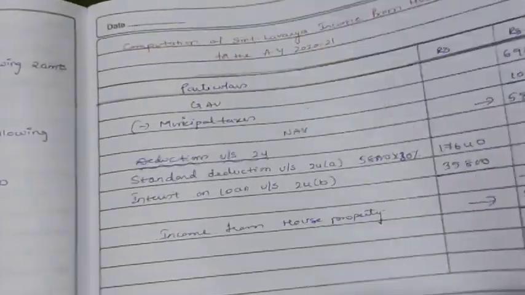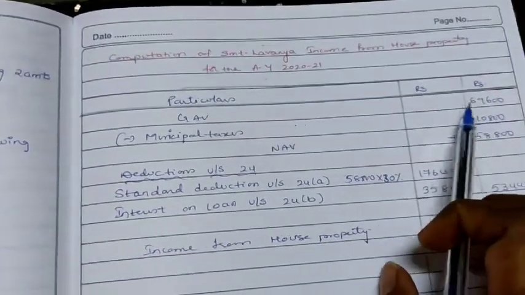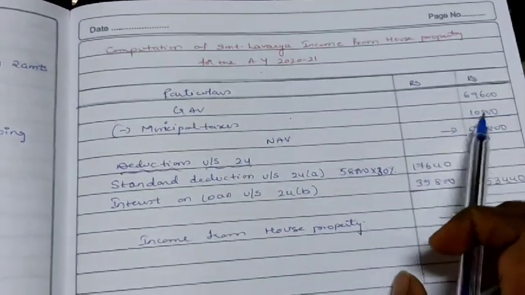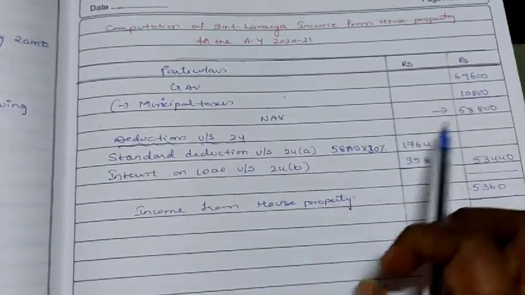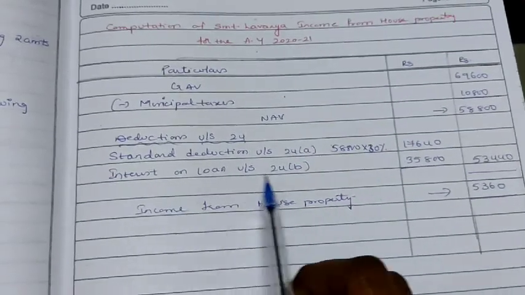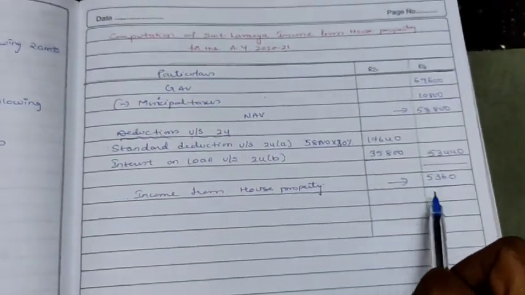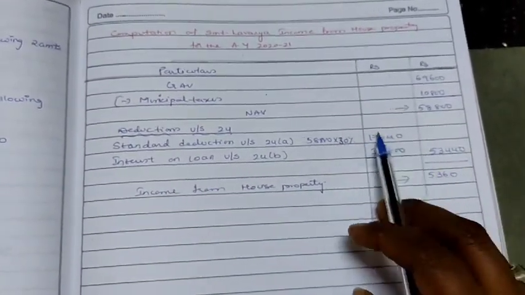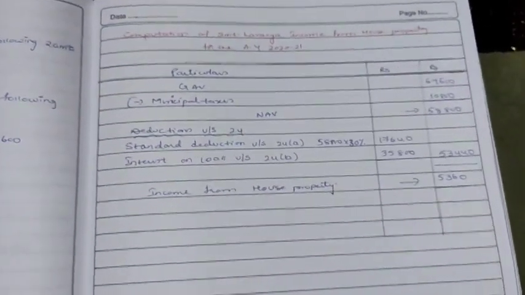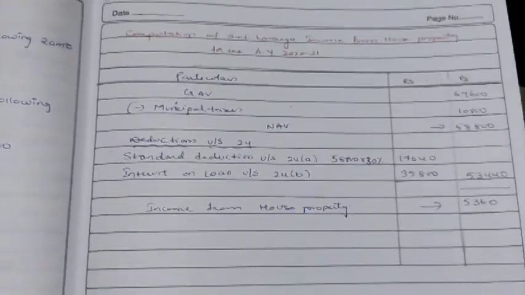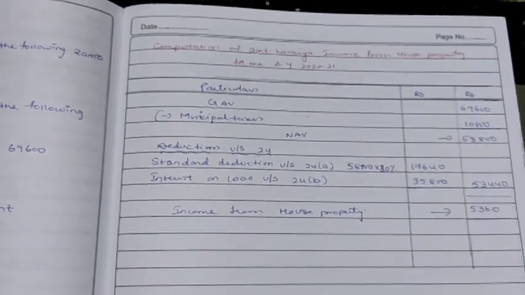The remaining problem is the same computation. The GAV heading is very important. GAV 69,600 minus municipal taxes 10,800 gives the NAV. Deductions: standard deduction under section 24A, 58,800 into 30%, and interest on loan under section 24B, 35,800. Add these and deduct them from the NAV. So income from house property is 5,360. These are the two questions in situation 4.